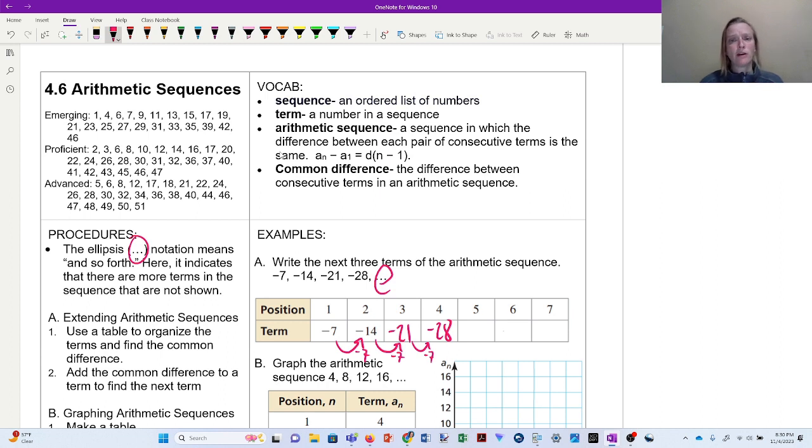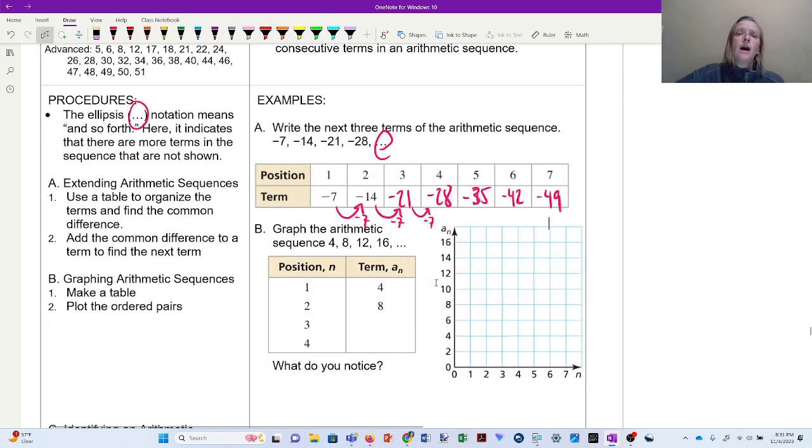So if I continue that pattern, -28 minus 7 is -35. -35 minus 7 is -42, and -42 minus 7 is -49. So I can quite easily complete the next three terms of this sequence just by following the pattern. Let's just do one more example.